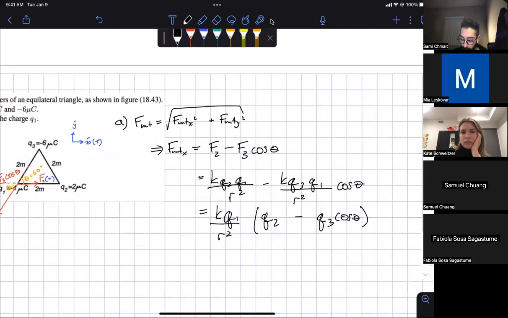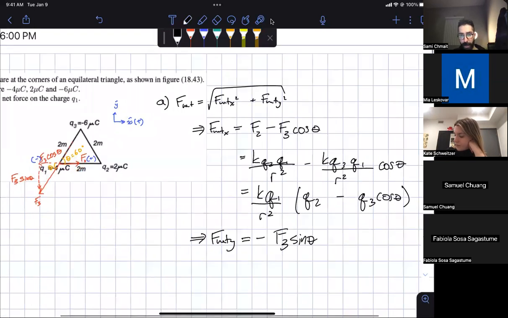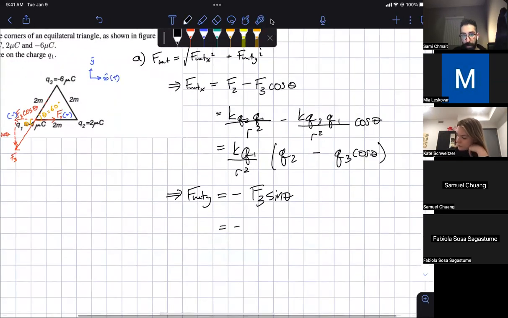And now we can look at the y direction. Let's see what's acting in the y direction. Nothing from F2. F2 is purely in the x. However, with F3, we have F3 sine theta pointing down in the minus direction. So minus F3 sine theta. Same order of business in which you adjust the equation.